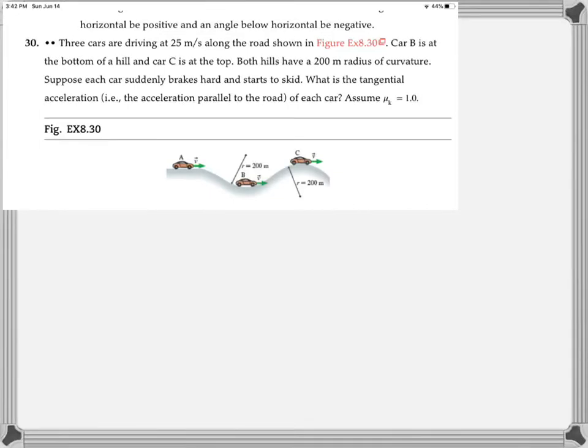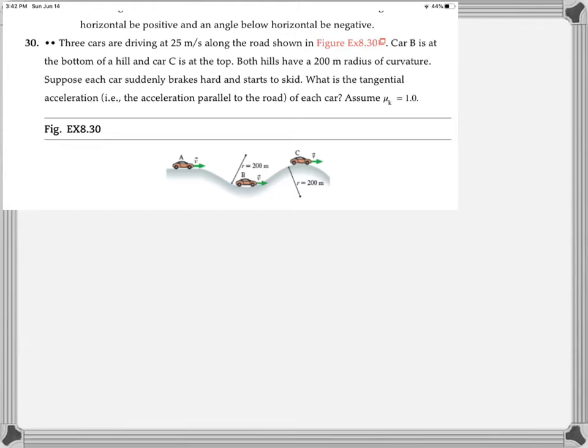All right, circular motion problem for you. So we have here three cars that are driving at 25 meters per second along the road shown in the figure. So car B is at the bottom of a hill and car C is at the top of a hill. And both hills have a 200-meter radius of curvature.